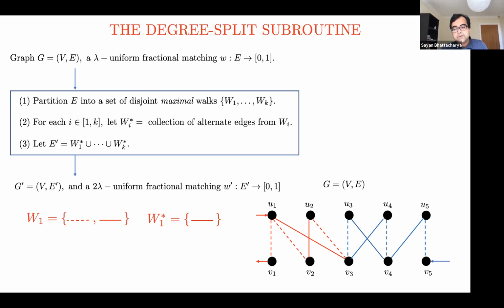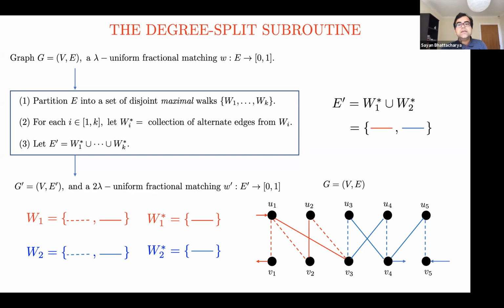And I keep doing this. And now I get stuck again at V4. And this is going to be our second walk, W2. And when we are collecting alternate edges in this walk, let's collect only the solid edges, and that will be W2 star. So now E prime will be W1 star union W2 star. So these will be just the solid red edges and the solid blue edges. And this will give us the graph G prime.